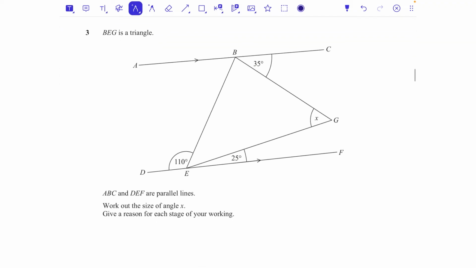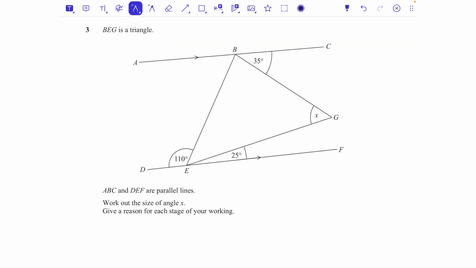Question number 3. BEG is a triangle. ABC and DEF are parallel lines. Work out the size of angle X. You must give a reason for each stage of your working.